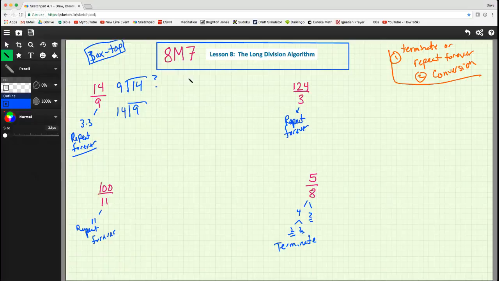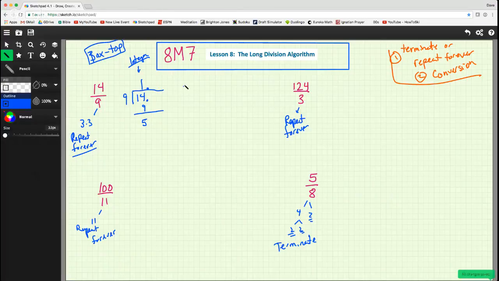Let's erase all that and leave our box top there. We're going to put our 14 in the box and our 9 outside. Now when we do our long division, we put our decimal point here and our decimal point here. We do 9 into 14, and that's a 1. This is our integer portion. We put our 9 here, and our 5 down here.